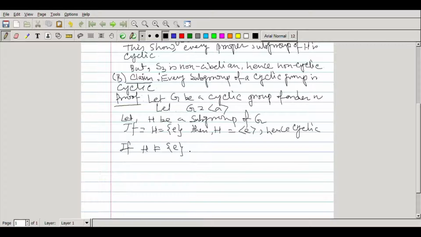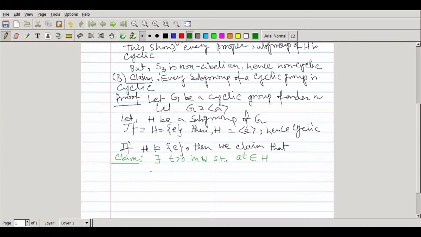then we claim that... So what is our claim? Our claim is that there exists t positive, in the set of natural numbers, such that a to the power t is in H. So how do we prove our claim?